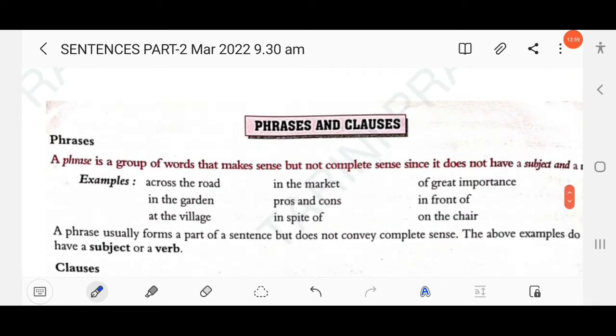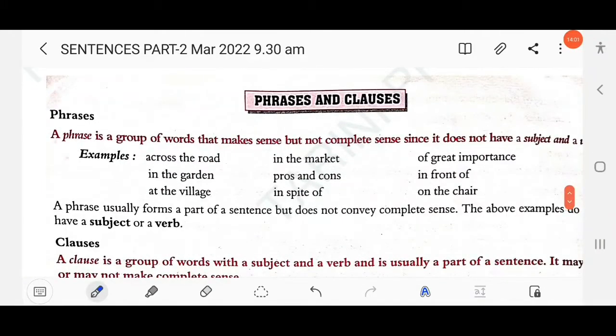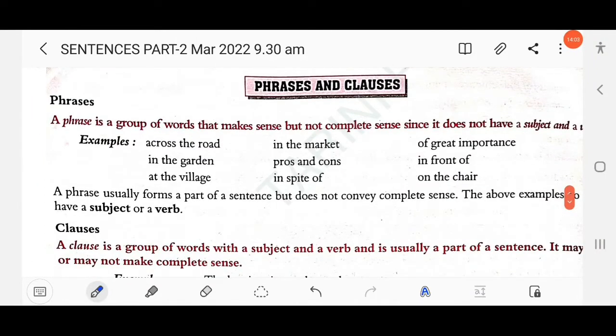Then next, phrases and clauses. A phrase is a group of words that makes sense but not complete sense, since it does not have a subject and a verb. So this is the difference between a phrase and a sentence. A sentence is a group of words arranged in a proper order, having meaningful sense. This is known as a sentence. But a phrase is a group of words having sense but not complete sense. This is known as a phrase.